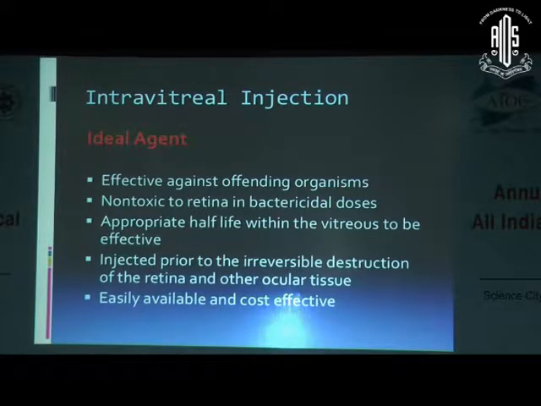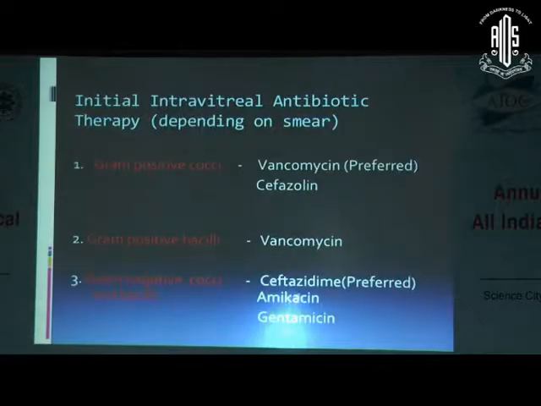So what is the ideal agent for the intravitreal injection? It is effective against offending organisms. It is non-toxic to the retina in bactericidal doses. It should have an appropriate half-life within the vitreous, and it should be injected prior to the irreversible destruction of the retina, and it should be easily available and cost effective.